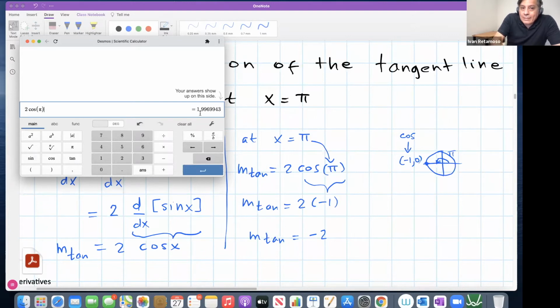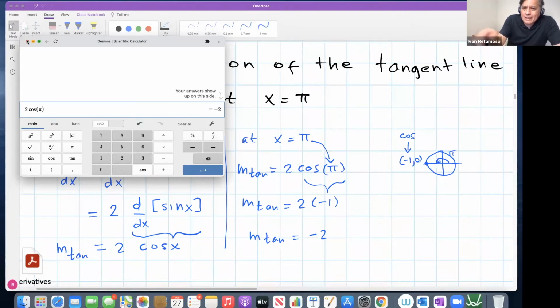But notice, if this is the result for 2 cosine of pi degrees, don't get confused. This is not the one we're looking for. We're looking for the one that considers pi as radians. So 2 times cosine of pi radians, look, -2. Same as I got here. So if you're going to use a calculator, just make sure to work in radians.